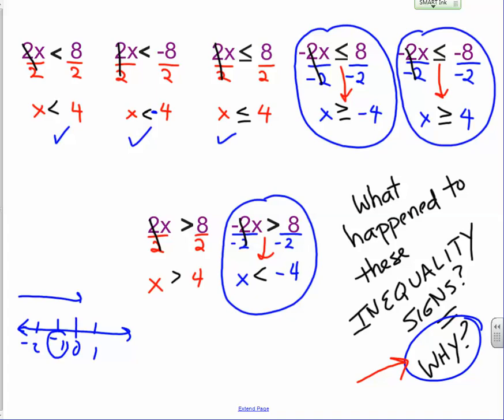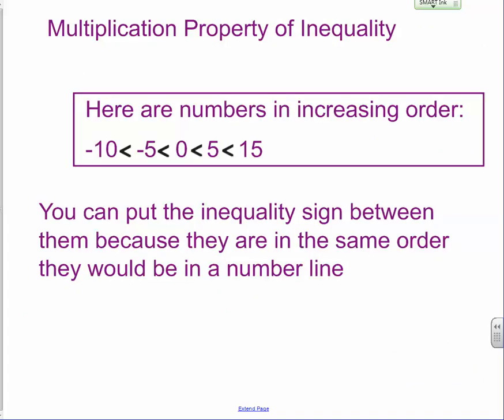Right here, if I would have picked a number that is smaller than negative 4, and I didn't reverse it, and I put in negative 5, I would have something like 10 is less than 8, and that's not true. So you have to reverse the inequality sign. And none of you really knew why, so we did a little activity to help you see why.